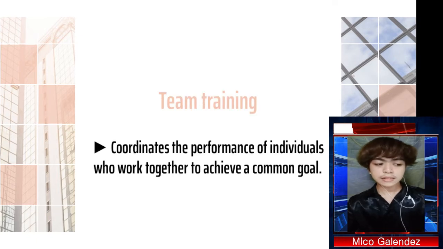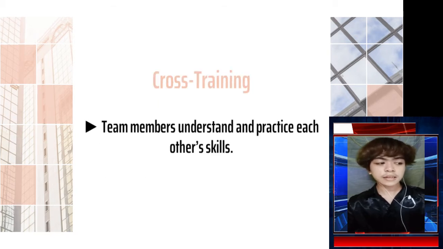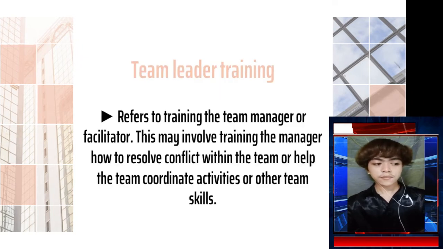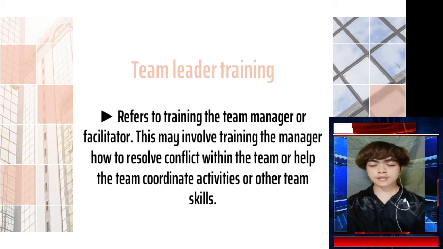Team training coordinates the performance of individuals who work together to achieve a common goal. In cross-training, team members understand and practice each other's skills. Coordination training trains the team in how to share information and decisions. Team leader training refers to training the team manager or facilitator. Instead of training the employees, the manager or the facilitator will be the one who needs to train their leadership skills.